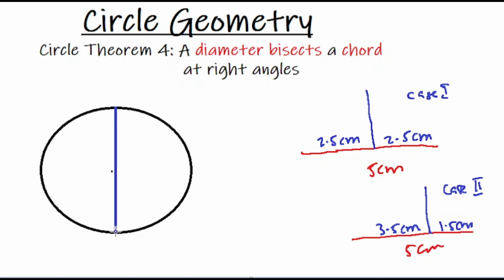I hope this actually divides the circle into two equal parts. Okay, yes, I guess it does. All right. Now, that's a diameter. The blue line is a diameter. And let's draw a chord. Let's have a red line to be the chord.